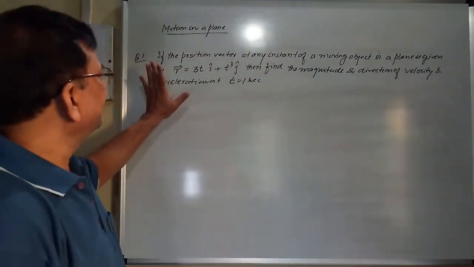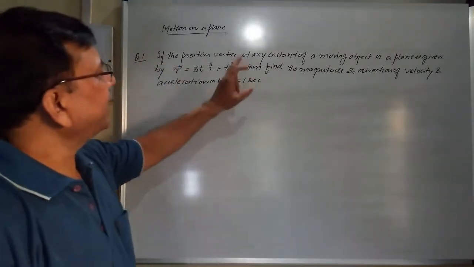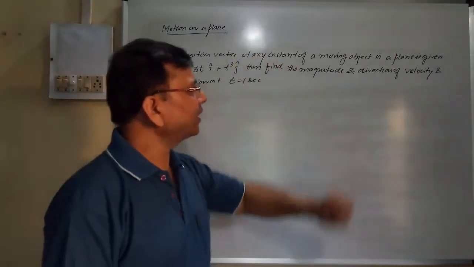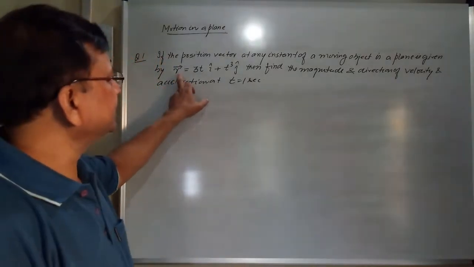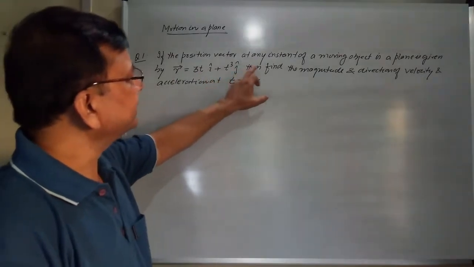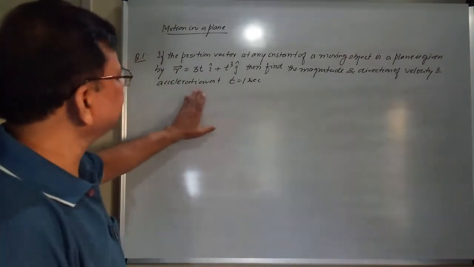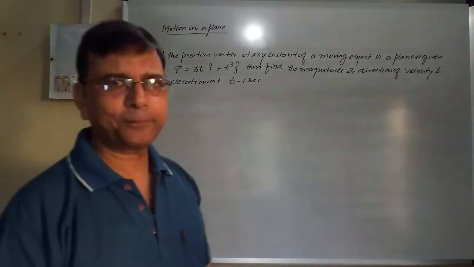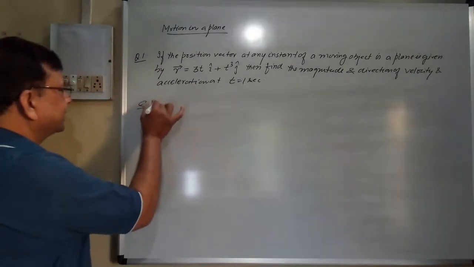See, this is a question. If the position vector at any instant of a moving object in a plane is given by r vector is equal to 3t i plus t cube j, then find the magnitude and direction of velocity and acceleration at t is equal to 1 second. So see, concept is clear.